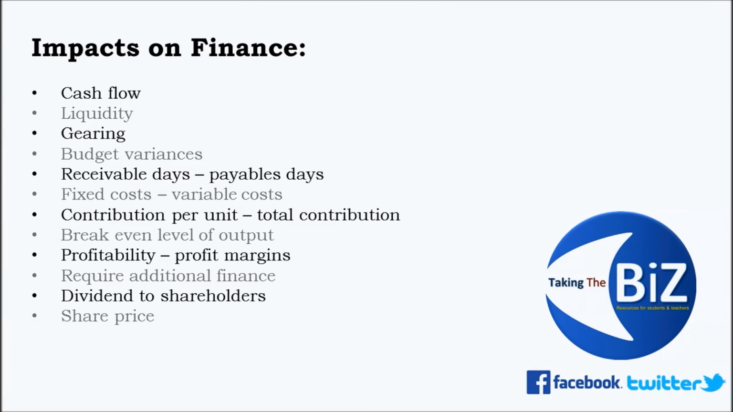So we could talk about whether managerial decisions affect cash flow and liquidity, whether if they involve borrowing, they might impact on the gearing ratio of the organisation. Might they impact on our budgets and create greater or lesser budget variances? Might they impact on our relationship with our suppliers and customers in terms of receivable days and payable days? Might they impact on our costs, total costs, fixed costs, variable costs? Linked to that, might managerial decisions impact on our contribution per unit, our total contribution, ultimately our break-even level of output? Might they affect not the profits of the business, but the profitability?